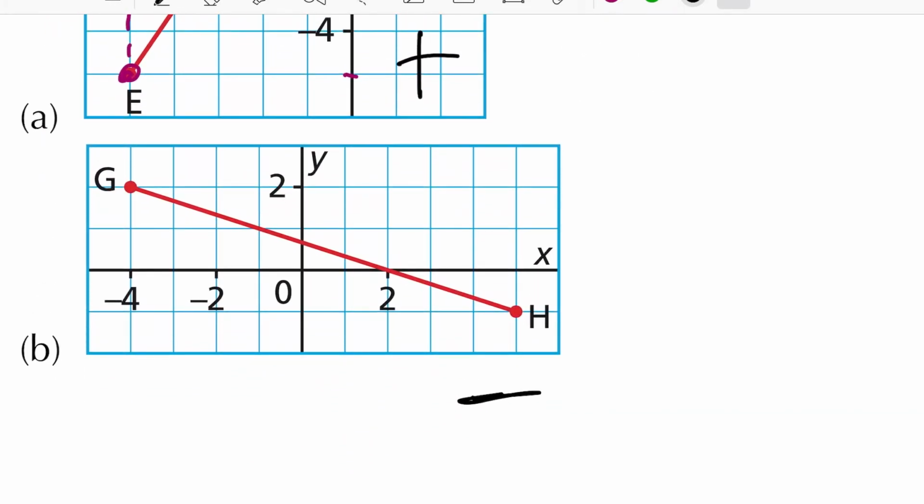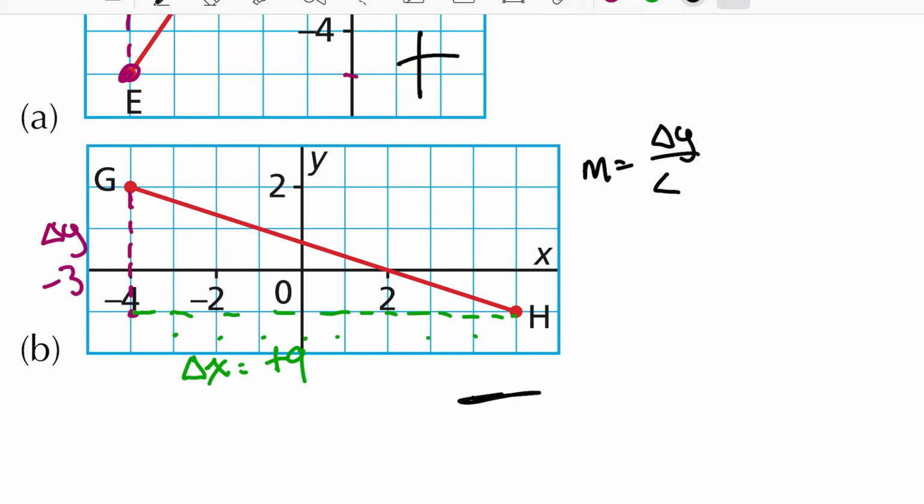Let's do the same thing for letter B. Let's take a look at my rise. Well, this time we're dropping. So our change in y is equal to negative 3. Our rise is negative 3. Then we look at our run. And we've got 1, 2, 3, 4, 5, 6, 7, 8, 9. Our run is plus 9, or our change in x. So our slope is equal to change in y, our rise, over our run, change in x, minus 3 over 9, which is equal to minus 1 over 3.